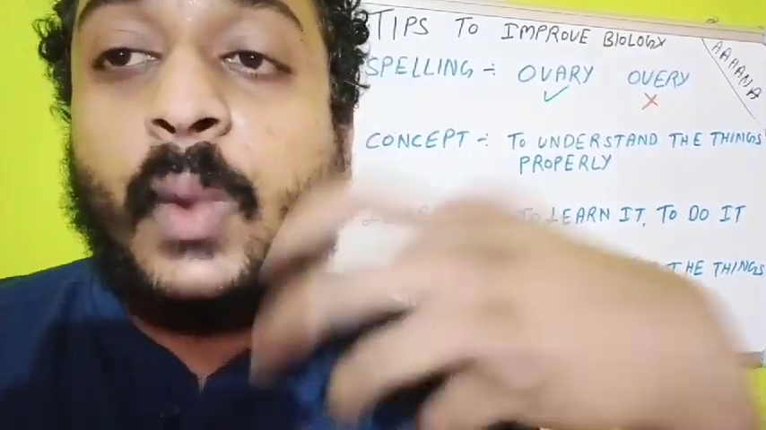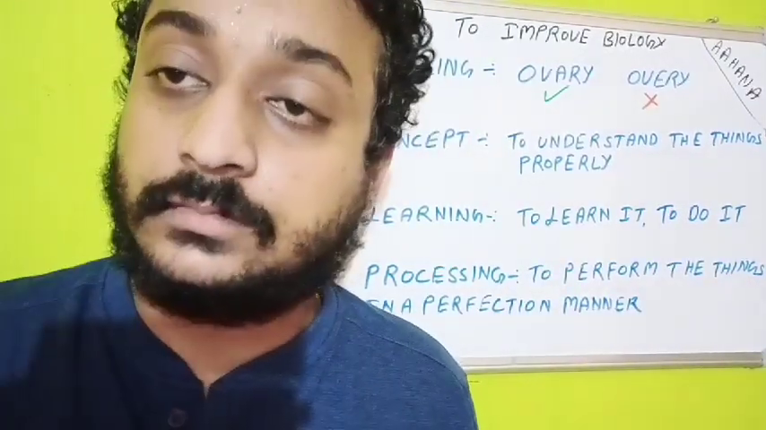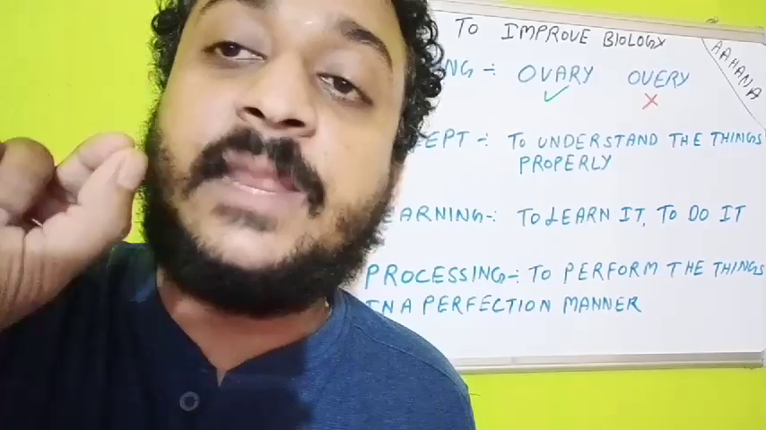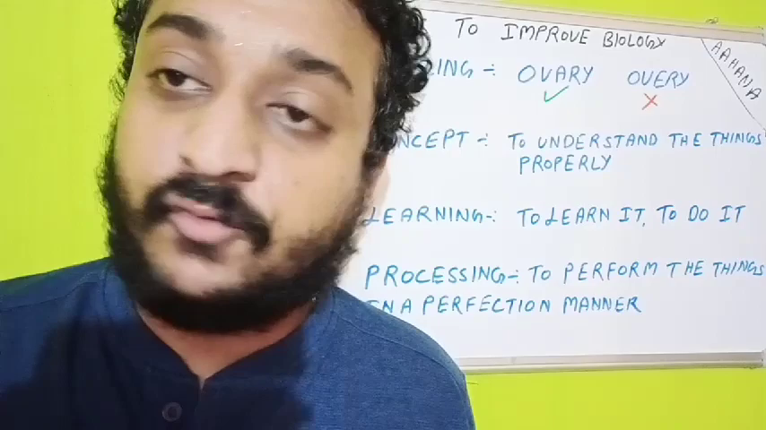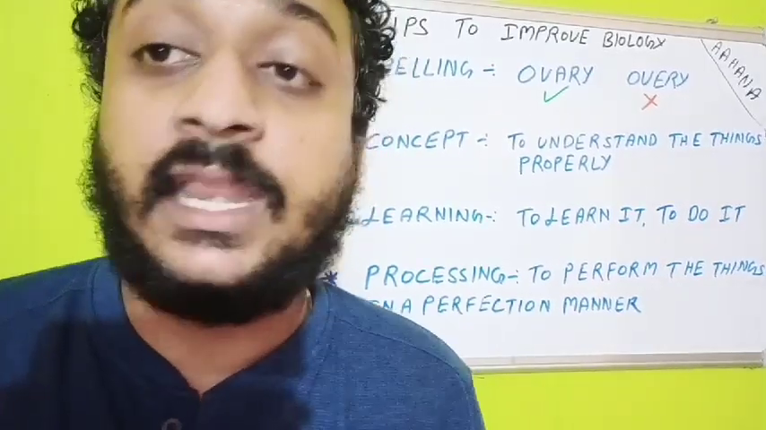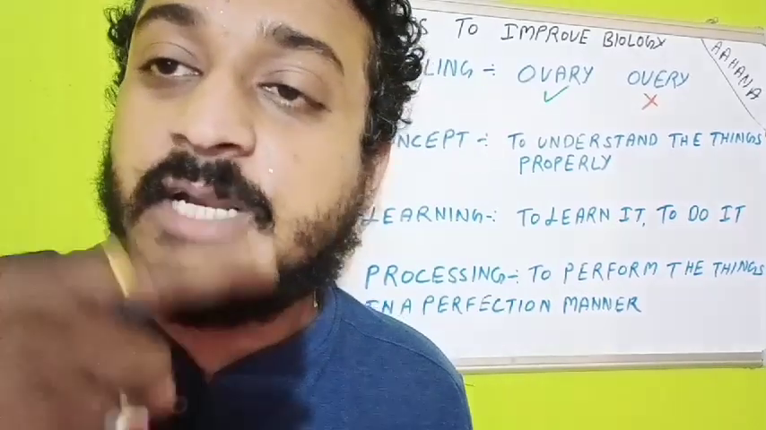Now, what is the way to improve it? First of all, whatever you are pronouncing, try to pronounce it in a very proper manner. If you are saying ovary, of course ovary you are saying. You are not saying ovary or ovary. You are not saying it, correct? So try to pronounce it properly.